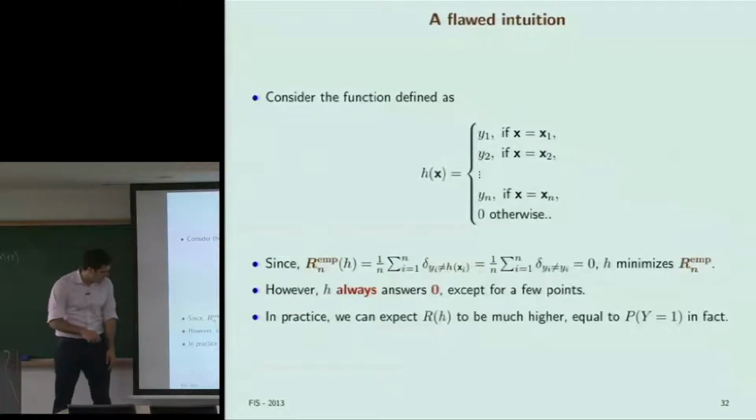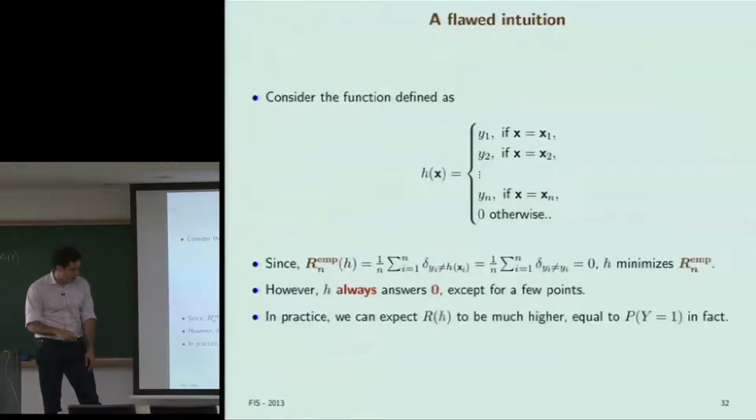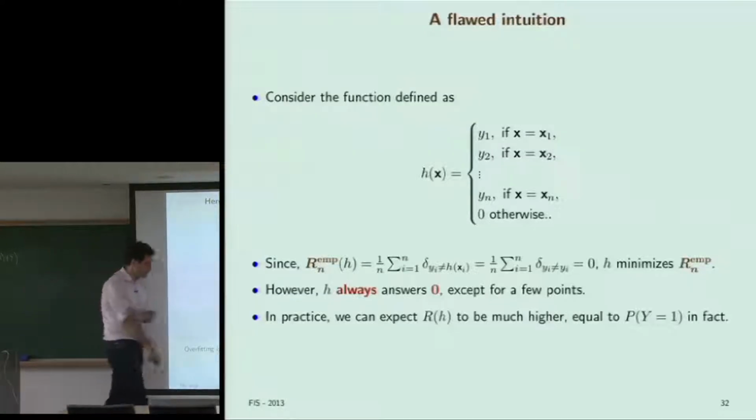And actually, if you compute the true risk of that function h, you will get the probability of y equals 1. So let me just give you the example.